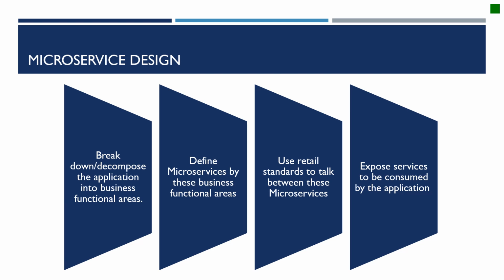You define microservices by these business functional areas. You use whatever appropriate ART standards or subset of those standards, because some of the ART standards are very large and don't apply to this particular service. So you carve out the component of the ART standard that you need for communication. For example, the POS log schema has somewhere around 6,000 attributes in it. Well, those are not all important for every service. If you had just a tendering service, for example, you might just need the tendering area of the ART standard to do the communications with. And then you expose those services to be consumed by the applications.